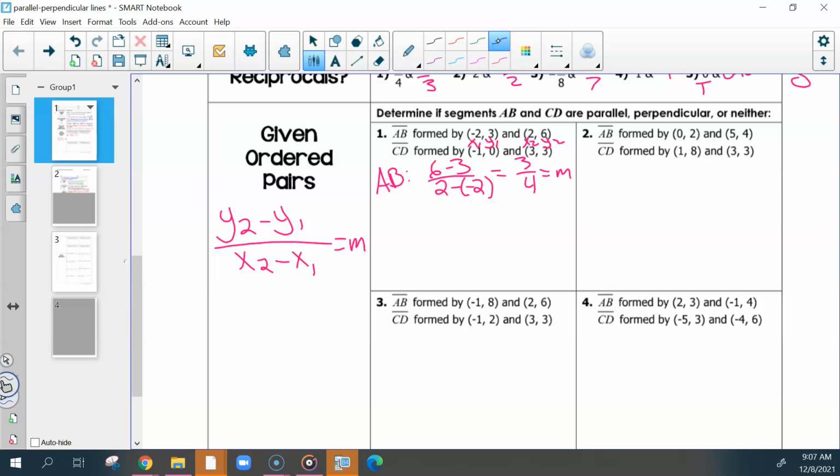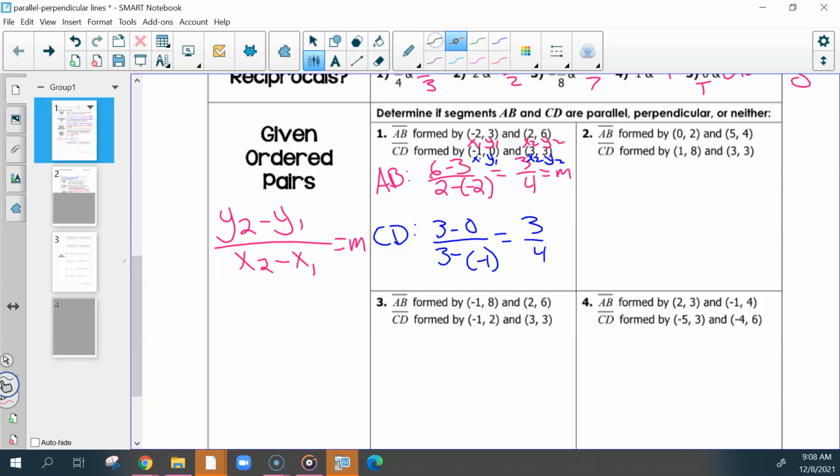And then I'm going to go ahead and find our slope of CD, and do the same thing. I'm going to go ahead and label these. This would be 3 minus 0 over 3 minus a negative 1. 3/4. This would also be 3/4. Parallel. So these would be parallel.